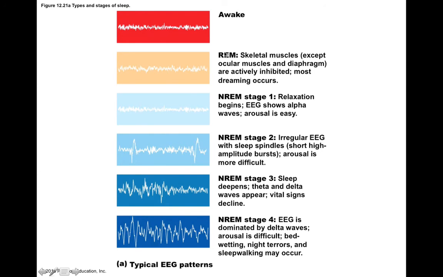And then as we slip into different stages of non-rapid eye movement type of sleep, they become lower and lower frequencies. So with REM sleep, what we find here is that skeletal muscles are going to be inhibited so that you're not going to be moving your limbs around, but you're close to an awake state, so this is where most dreaming occurs because you're still somewhat conscious.